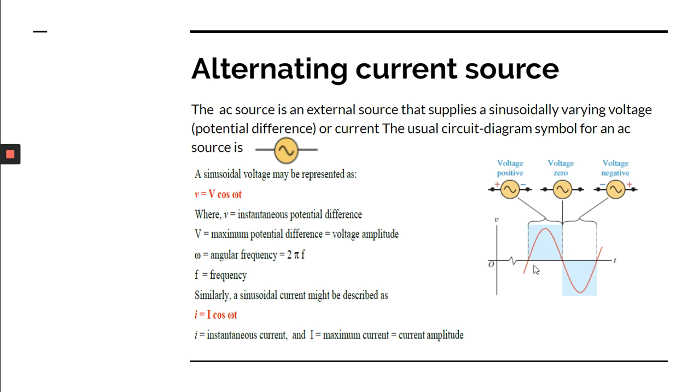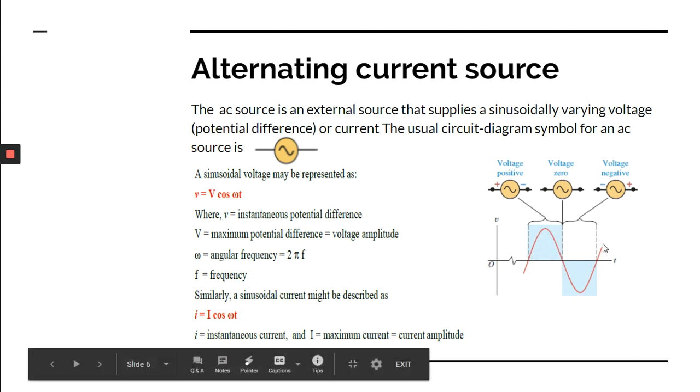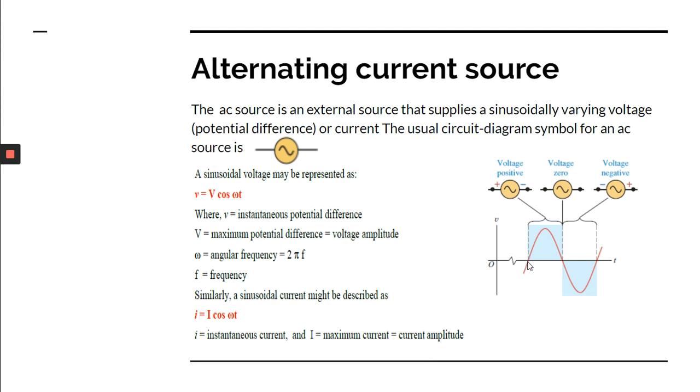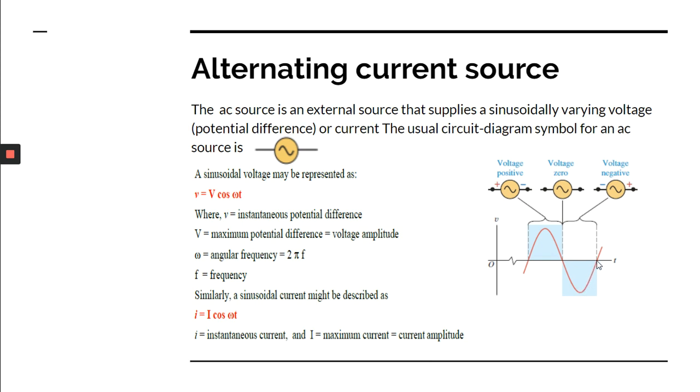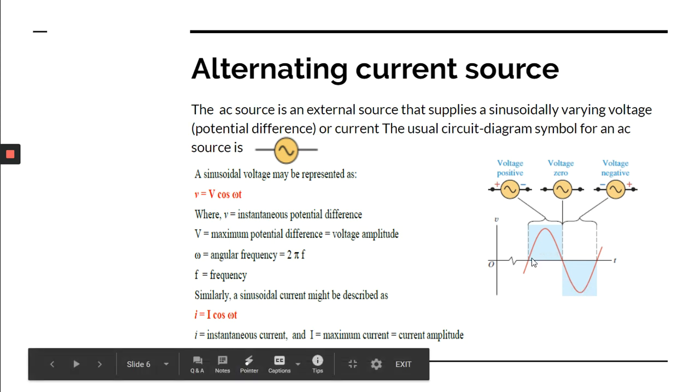Here the graph is for a sine curve, voltage versus time. When t equal to 0, omega t equal to 0, so the voltage is 0. When it is pi by 2, it is maximum. When it is pi, again it is 0. Then at 3 pi by 2, it is maximum, but negative. Then again at 2 pi, it is 0. You can say this is one cycle.